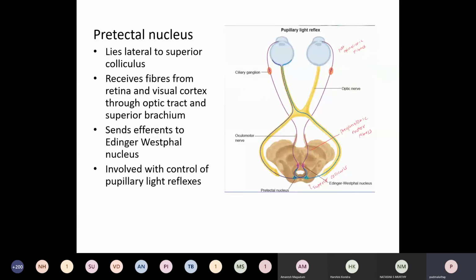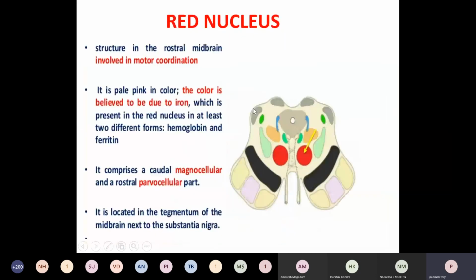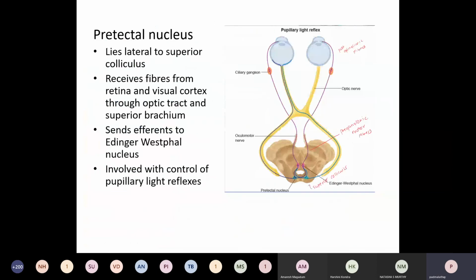Another important nucleus in this section is the pretectal nucleus. It lies lateral to the superior colliculus, as you have seen in the previous sections. It receives fibers from the retina as well as from the visual cortex through the optic nerve and the superior brachium. Here you can see this is the tegmental part, this is the superior colliculus, and here this is the pretectal nucleus.